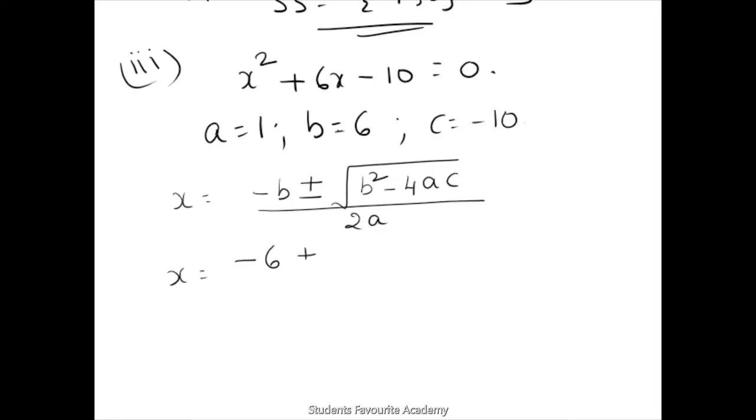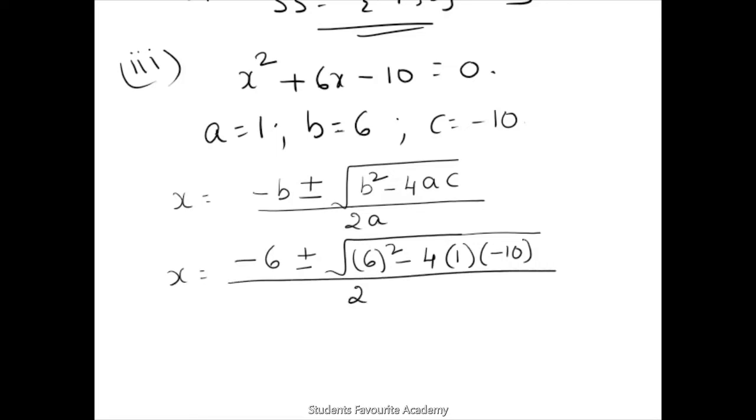So minus 6 plus or minus square root of b square, which means 6 square, minus 4 into a is 1 and c is minus 10. Okay. Now here you can multiply orally, but you are not supposed to write minus 40. This step, as I told you, carries 1 mark for correct substitution in the correct formula. So you have to substitute the values in the same format as the formula. Okay, so we have substituted the values.